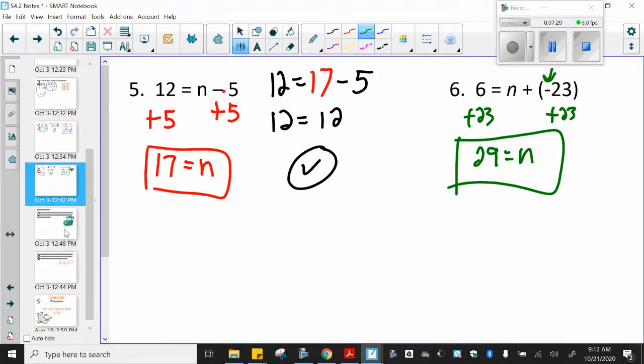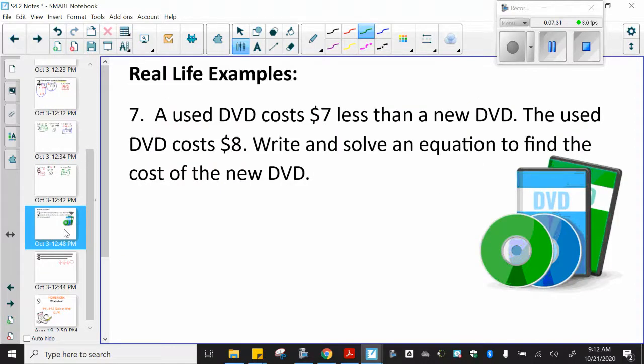A couple of word problems here. Real life examples. Number 7, a used DVD costs $7 less than a new DVD. The used DVD costs $8. Write and solve an equation to find the cost of a new DVD. We're going to write an equation. This is just like when we were writing those variables. So we need to know a used DVD costs $7 less than a new DVD. The used DVD costs $8. Write and solve the equation to find the new DVD.